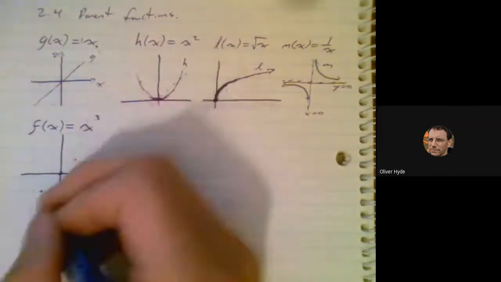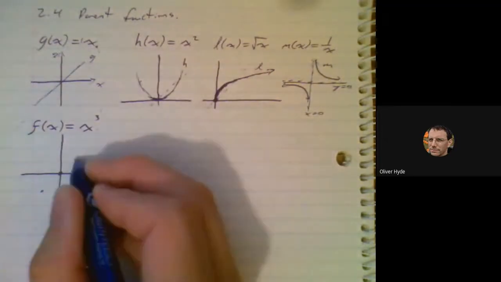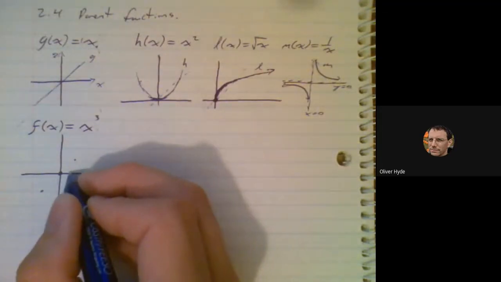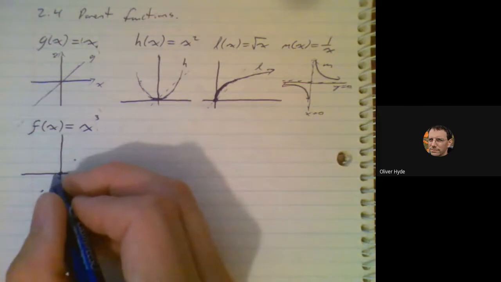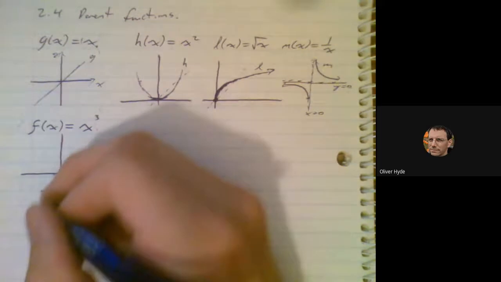But be careful about just making it steeper. It's actually shallower between 0 and 1 as well. The cube of 1/2 is 1/8, and the cube of 1/4 is 1/64. The cube of -1/4 is -1/64. The cube of -1/2 is -1/8.